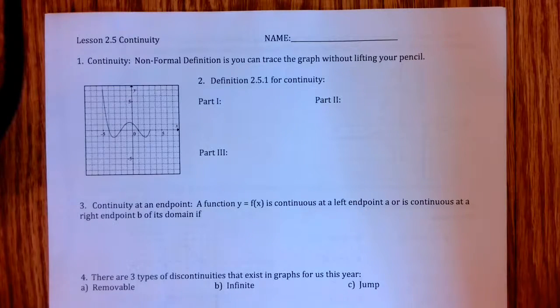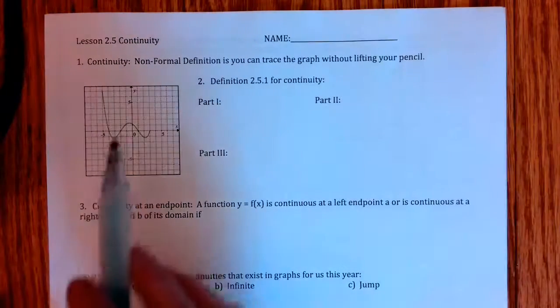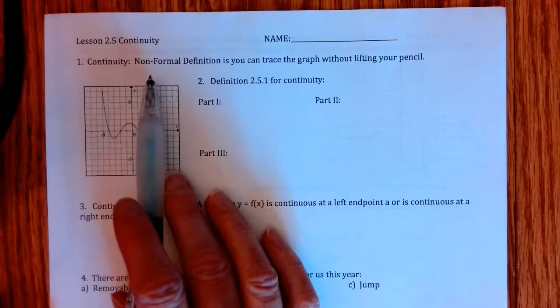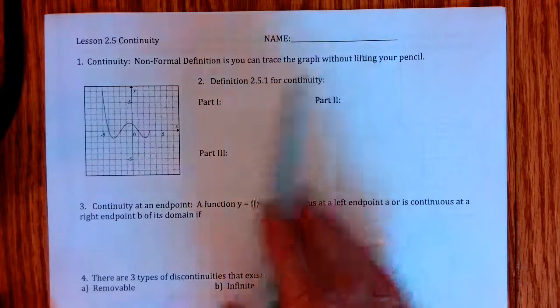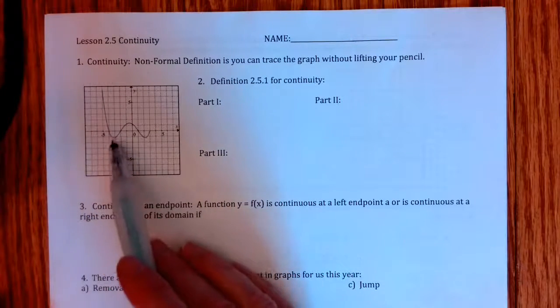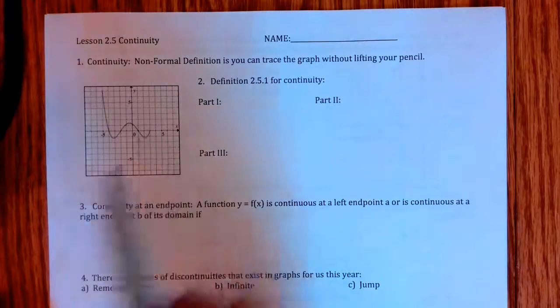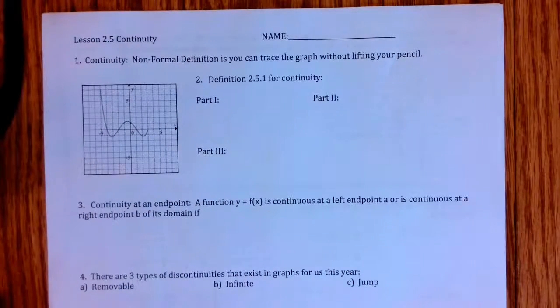Lesson 2.5, Continuity. A basic definition, which you might have heard in your past, is that you can trace the graph without lifting your pencil. If you see this graph right here, I can trace on this graph without having to lift my pencil.